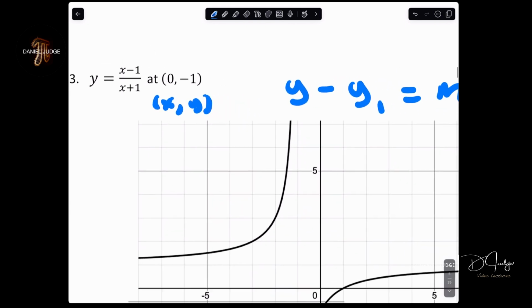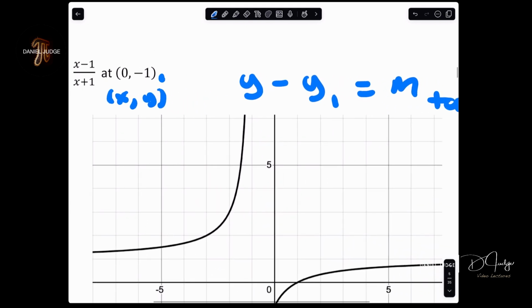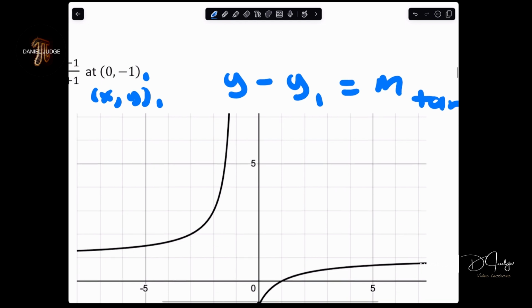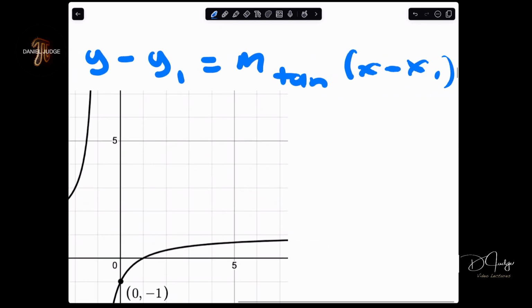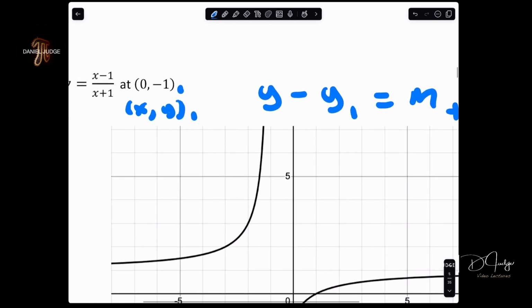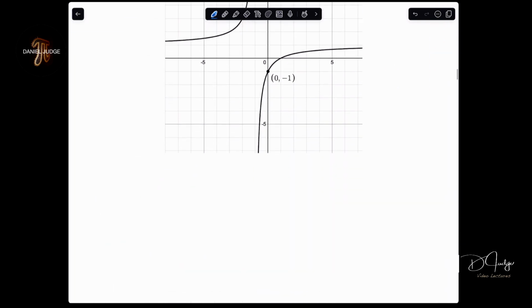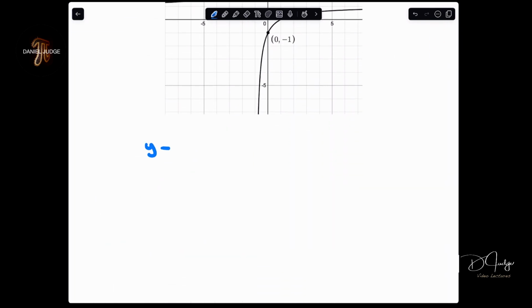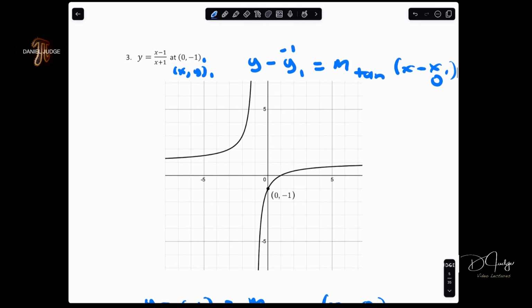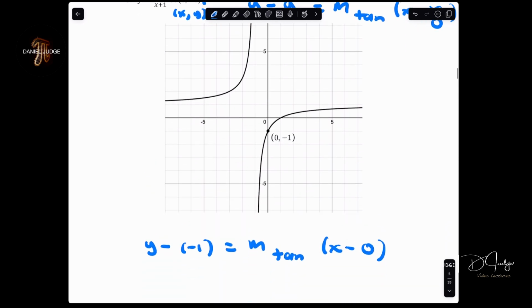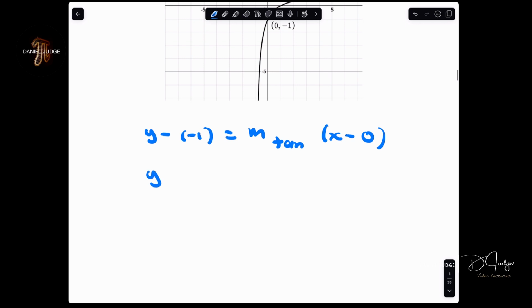So x1, the one and only point you have right here, x1 has the value of 0. We're going to plug that in. Y1 has the value of negative 1. So you're going to end up with y minus the negative 1 is m tangent times x minus 0 here. All right, let's do a little bit of simplification, a little bit of arithmetic, algebra, whatever you want to call it.